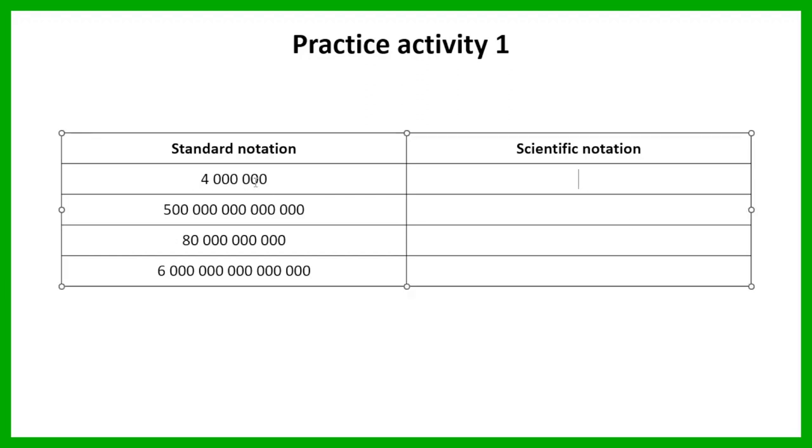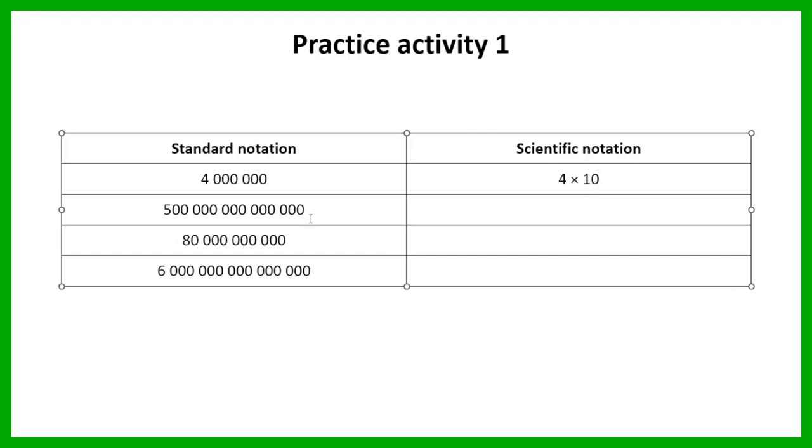So we take the 4 million that we've got over here, and we need to write this in the form of something multiplied by 10 to the power of something. First, if I look at this, I've got 4 and then I've got zeros. So I'm going to take that 4, which is my non-zero digit, and write that, and then I'm going to say times 10 to the power of, and now I need to find out what the power is.